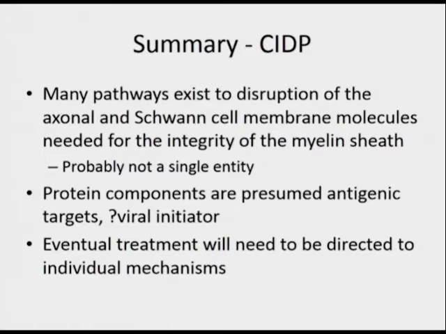So to summarize some of these recent advances in understanding CIDP, many pathways exist to disrupt the axonal and Schwann cell membrane molecules needed for the integrity of the myelin sheath. And so this is probably not a single entity, even though it appears very similar under the microscope and clinically has some shared features. The protein components are presumed antigenic targets, and there may be a viral initiator with molecular mimicry underlying the susceptibility of these particular targets. And eventually treatment, which is currently just supportive or involves immune suppression, will need to be directed to the individual mechanisms once they're better understood.